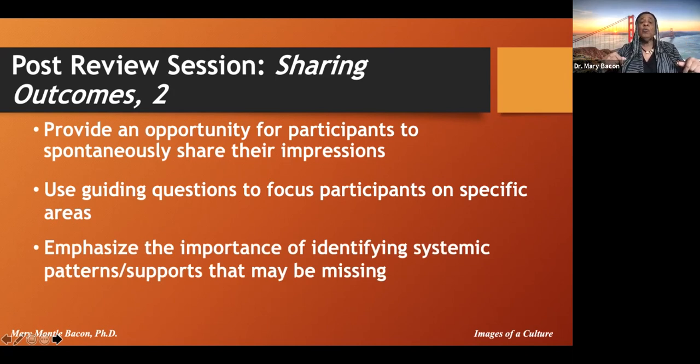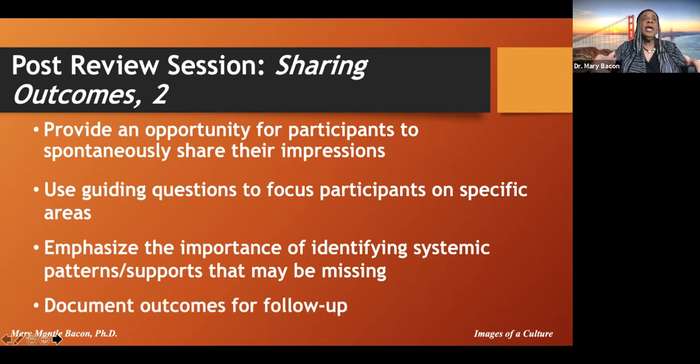Again, I keep saying over and over again, I emphasize the importance of identifying systemic patterns and supports that may be missing. Your goal here is not just to look at how to deal with fixing kids, but it's about systems fixes. And this is a perfect opportunity to have them understand what are the predictable journeys that these students have gone through, and make sure that you document the outcome for follow-up.